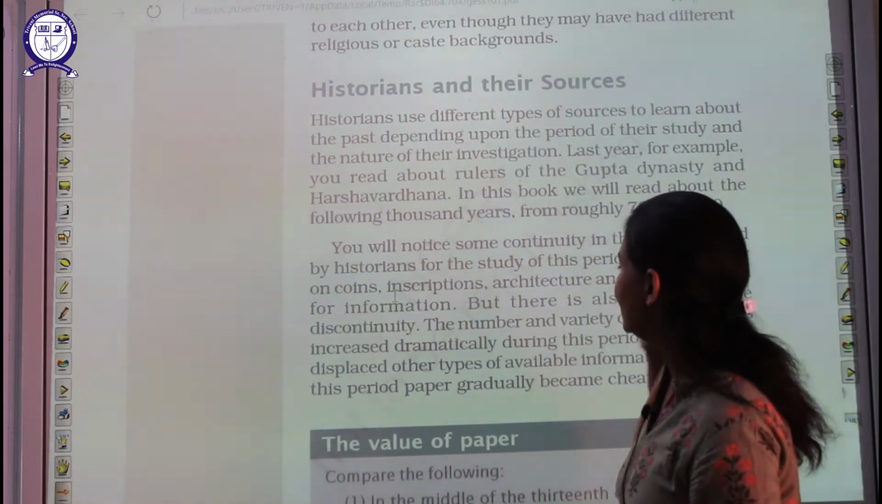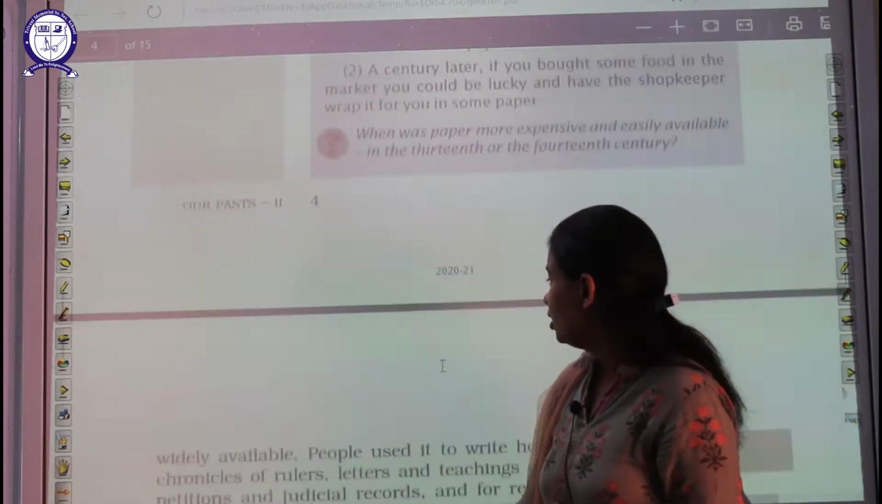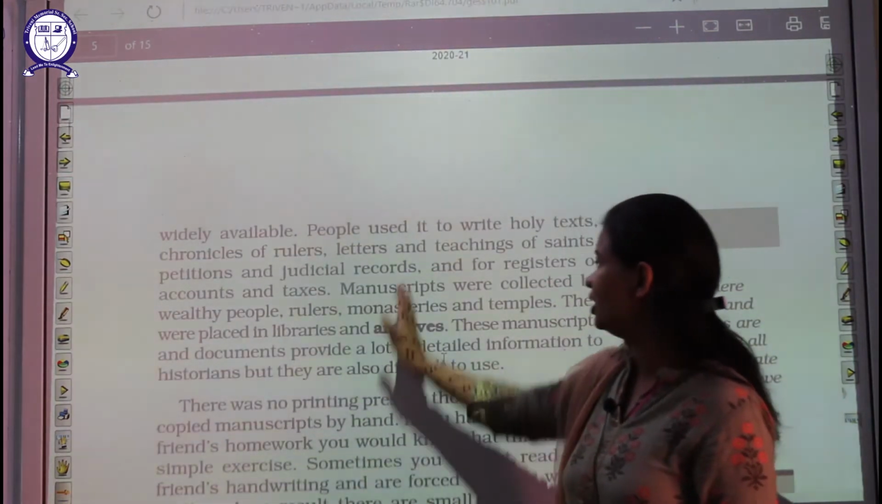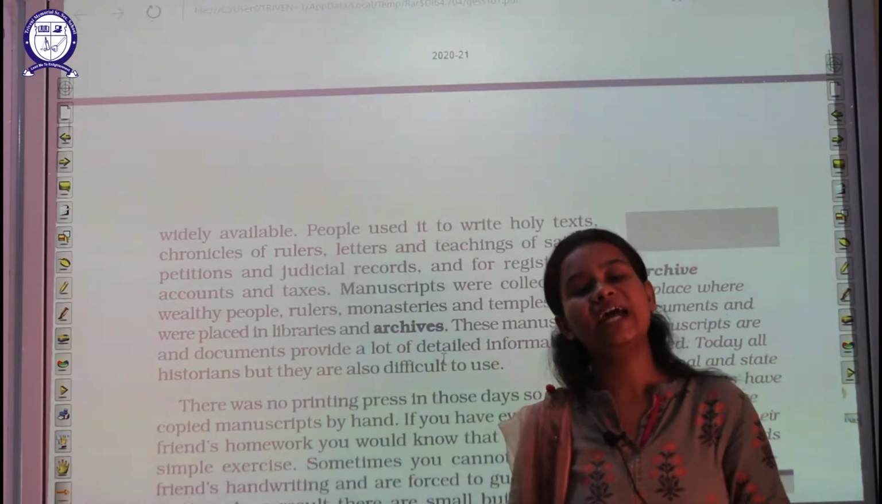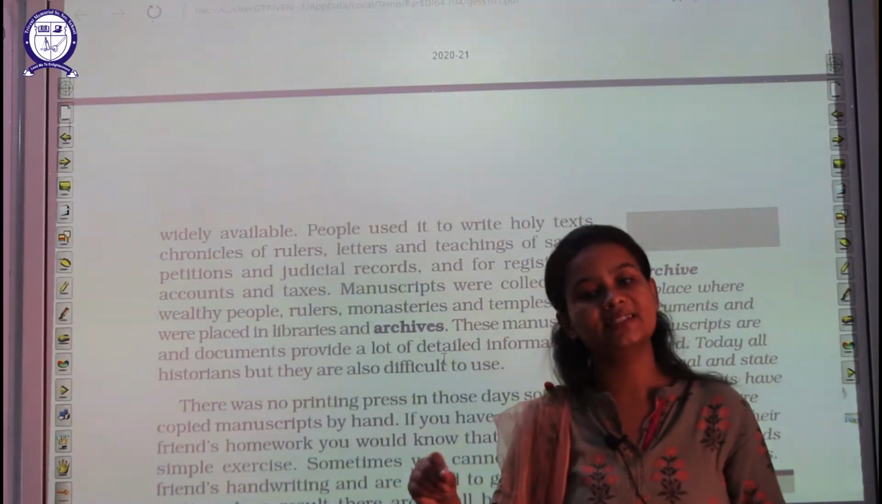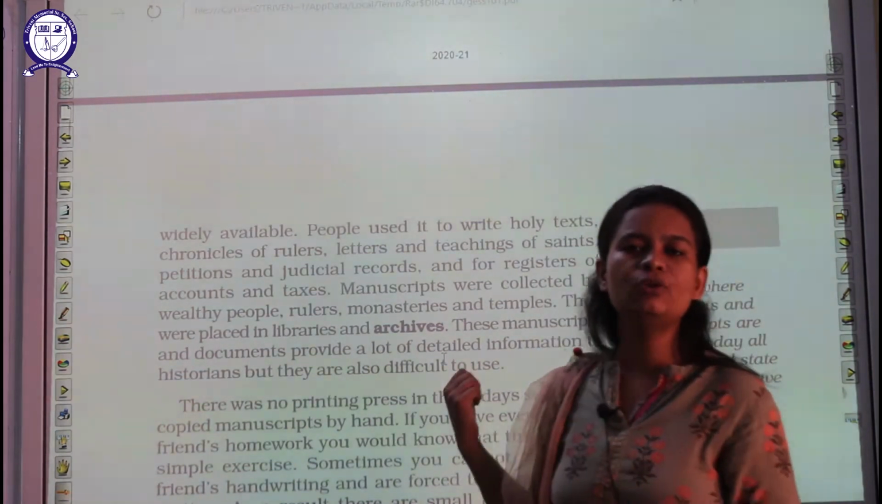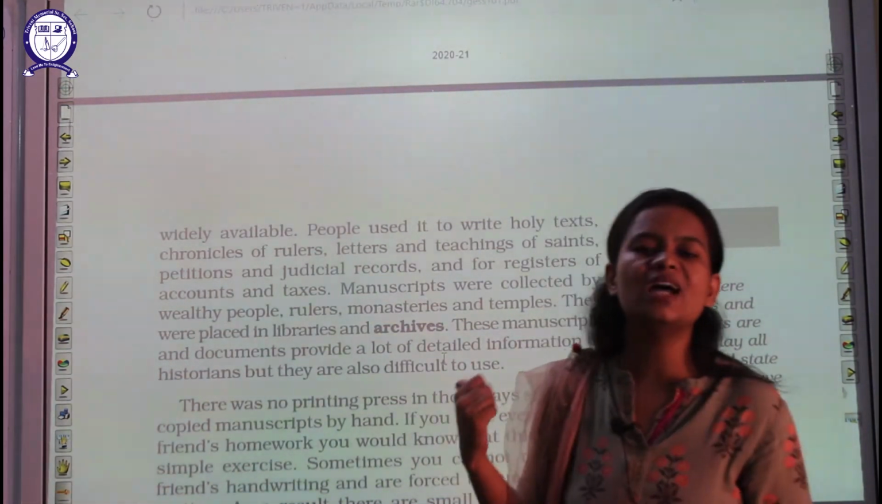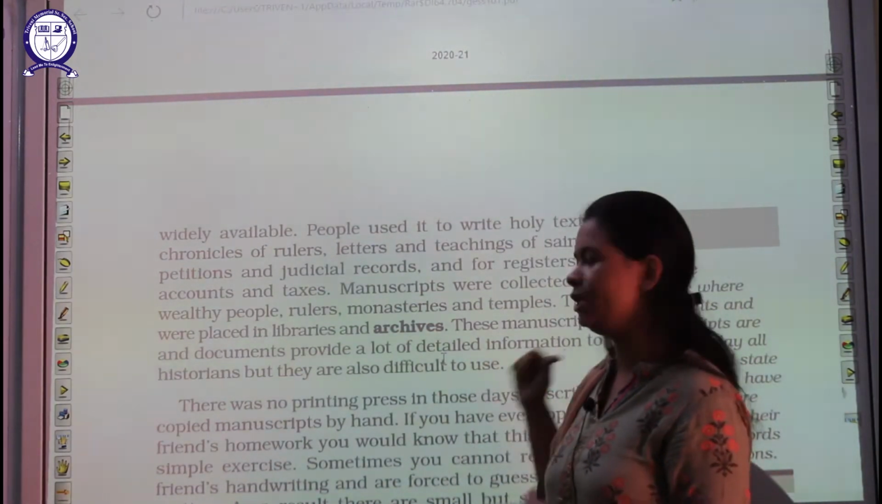And another important source is manuscripts. Now the question is, what are manuscripts? When a person writes facts manually, with the help of his hands, on palm leaves, then those sources are called manuscripts.